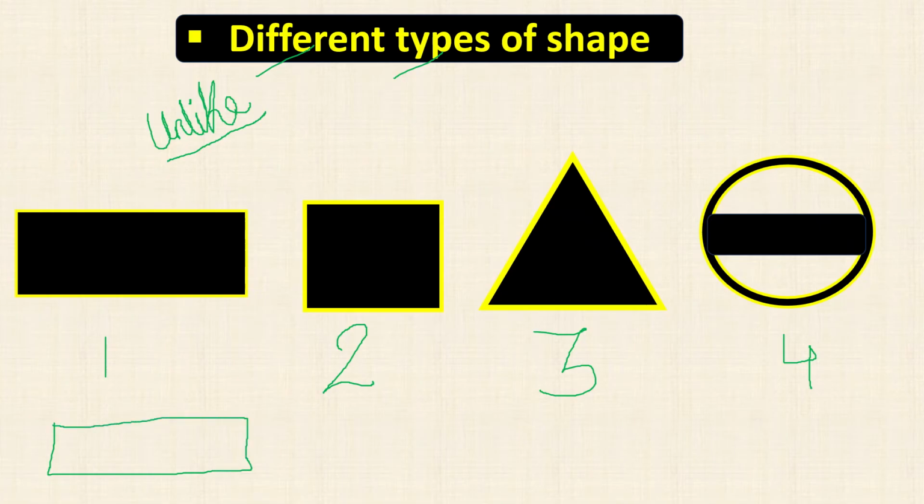Okay, if you look at the first one, this is like that. And the second one is like that. I'm just drawing it again for your mind to make up. Next one is like that. Third one is like this, and the last one is like this. Okay, they are different types of shapes.